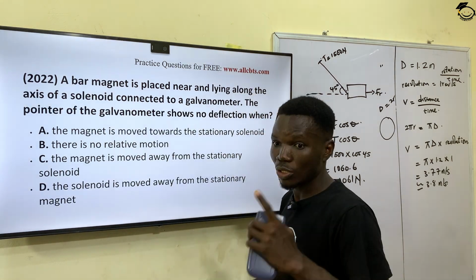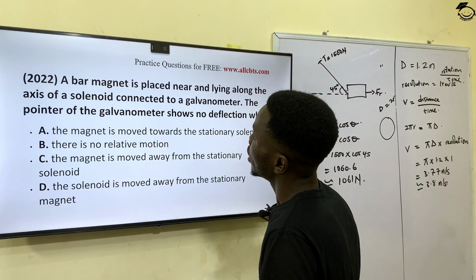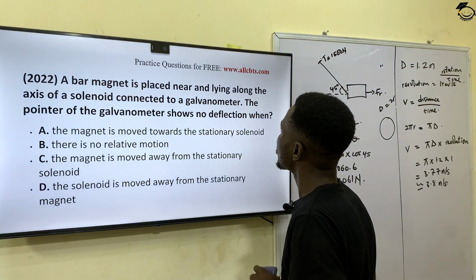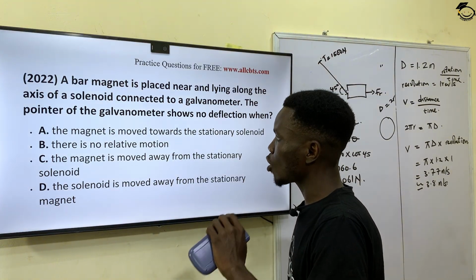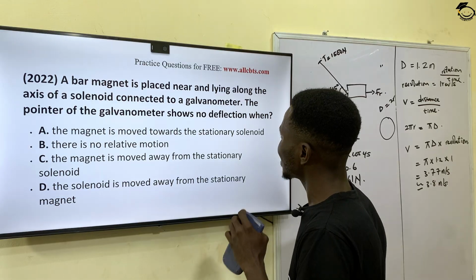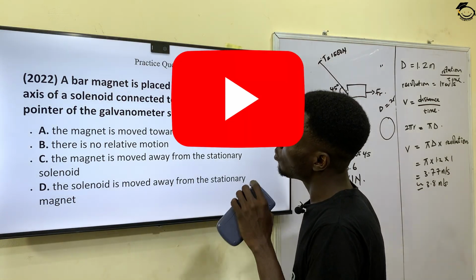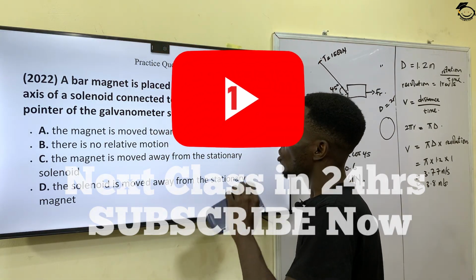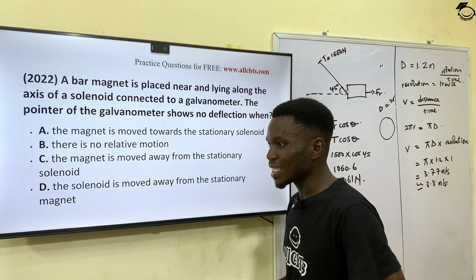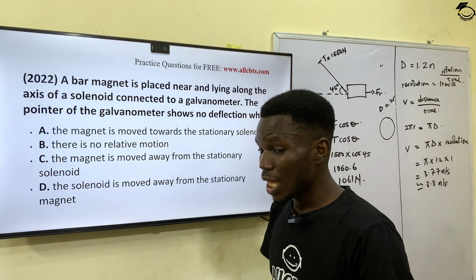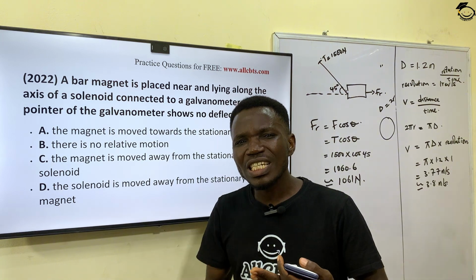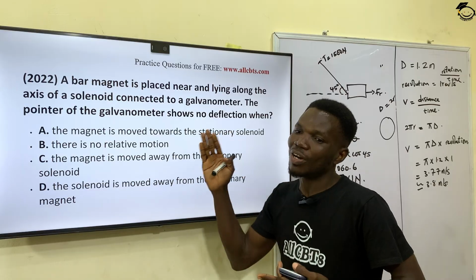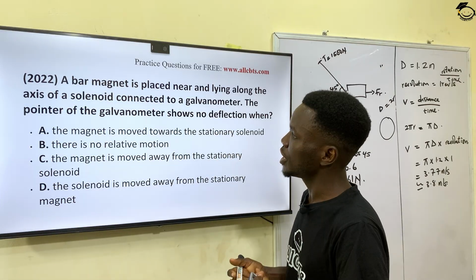This question was gotten from 2022. It says, a bar magnet is placed near and lying along the axis of a solenoid connected to a galvanometer. The pointer of the galvanometer shows no deflection when dash. So they are telling you that this magnet was placed in a solenoid, and when does this magnet not cause a deviation in the galvanometer? When does it not cause a reading on the galvanometer?